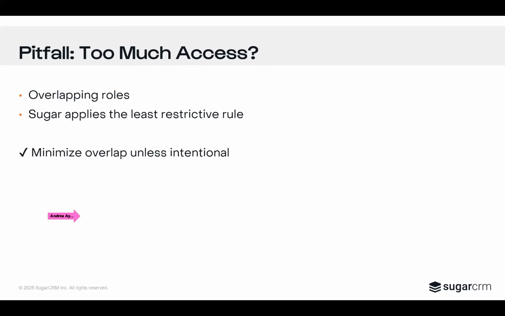Because of overlapping roles, Sugar applies the, that's not right. I don't know where that word came from. Not least, most restrictive rule. So whatever is the most restrictive, that's the one it's going to hold on to. Okay, so that if there is a restriction, that's the one that it's going to apply to that particular user.